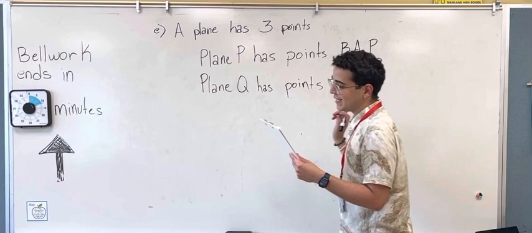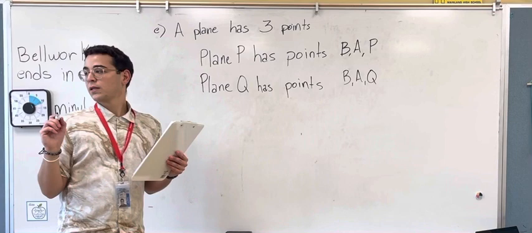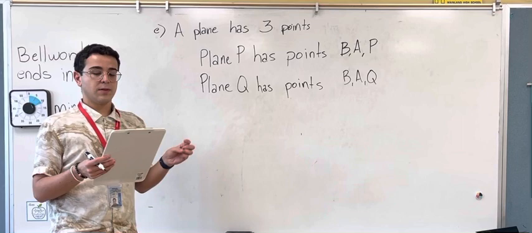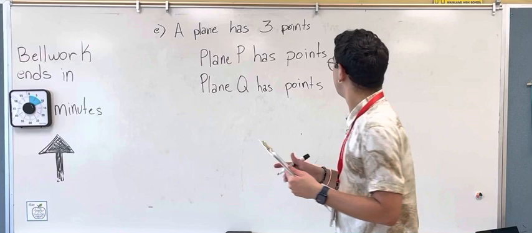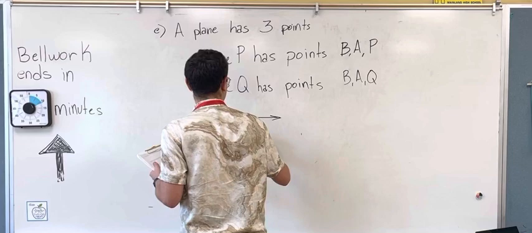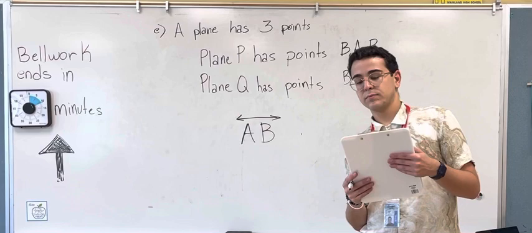Now, is BA a line, a ray, or a line segment? Okay, great. And do A and B form a line segment, or a ray? Why? Because it doesn't end. So that is line AB. That is all for part E.